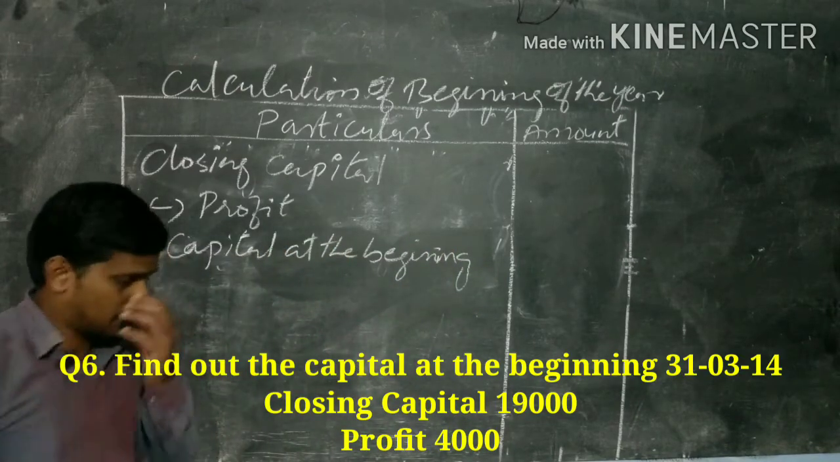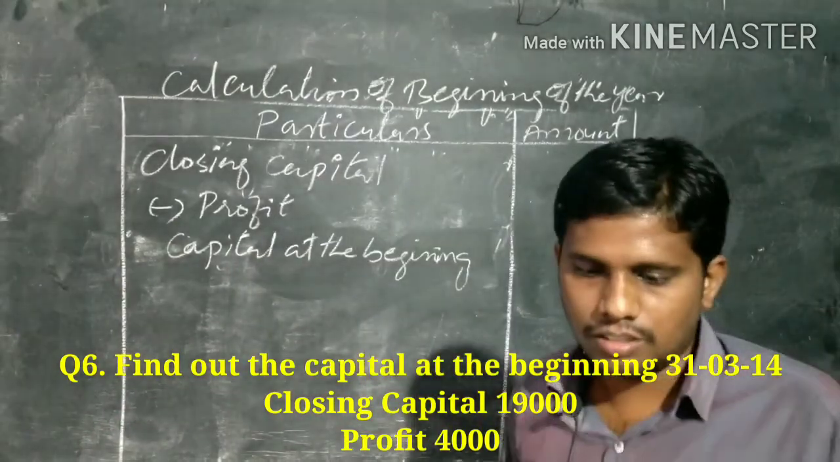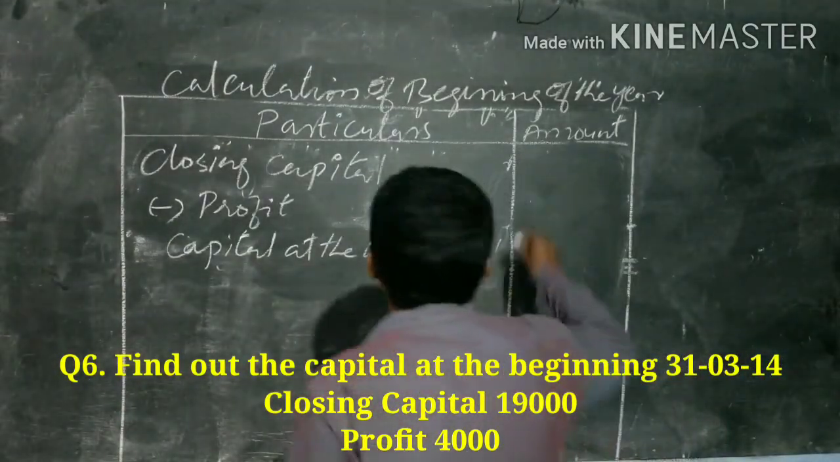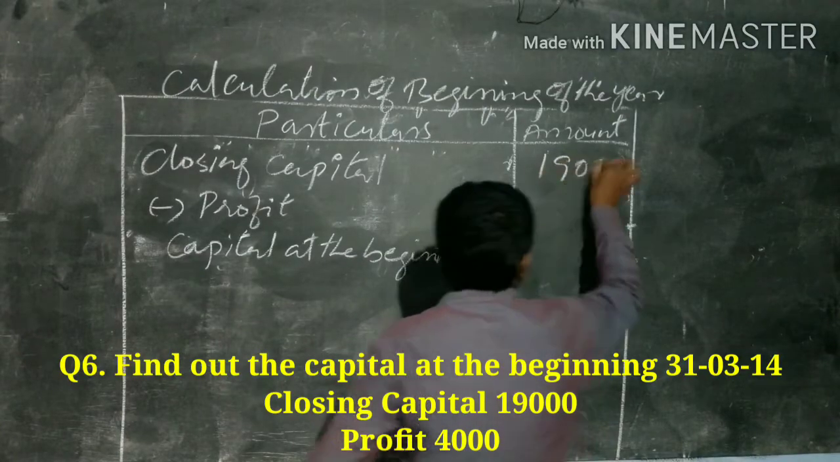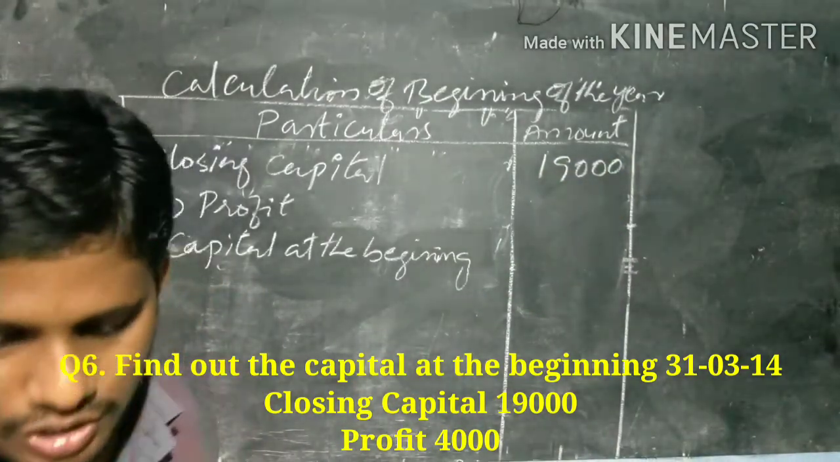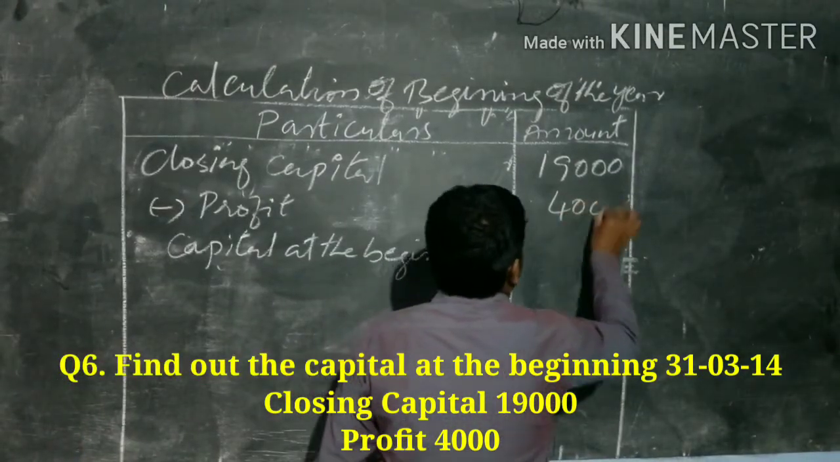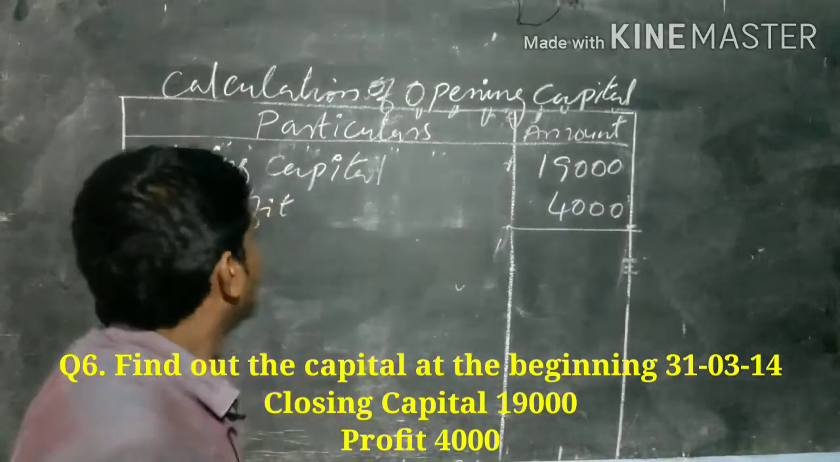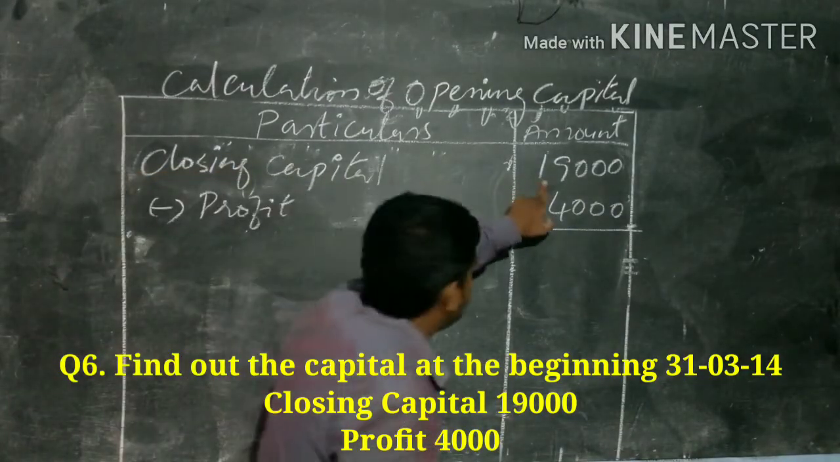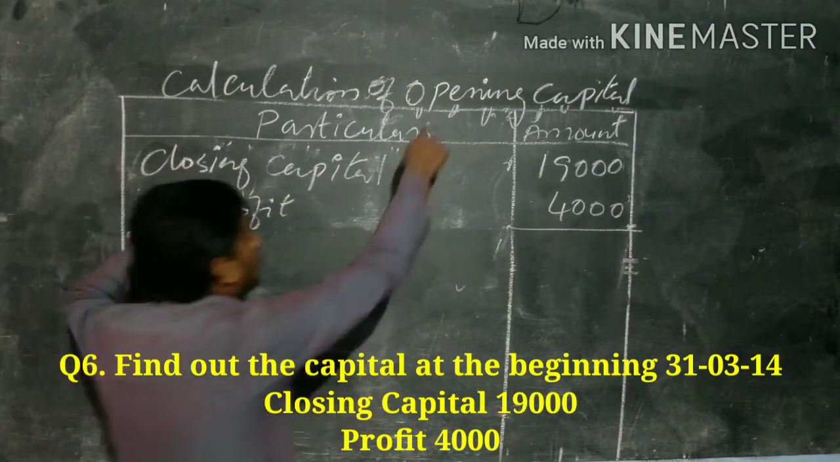And closing capital, how much? 19,000. 19,000 closing capital is given in the question. And profit how much? 4,000 profit is given. So closing capital 19,000 is given in the question. Profit 4,000. Here we are finding the opening capital.